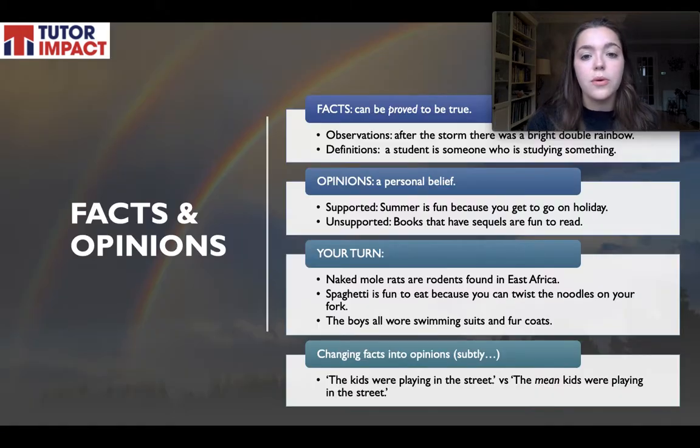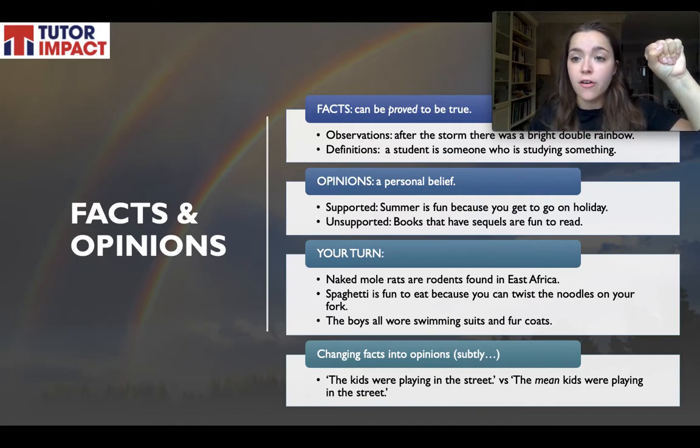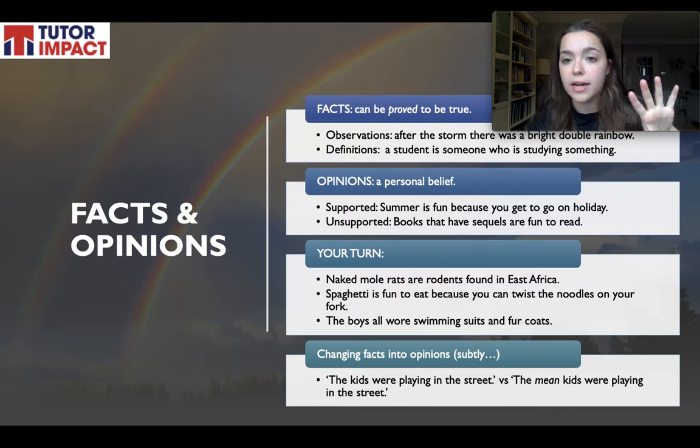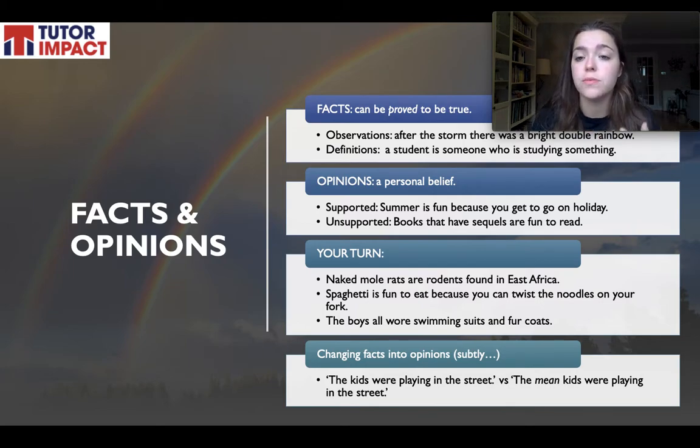So let's start with facts and opinions. Facts are things that can be proved to be true. There are two different types of facts. First of all, we have observations, so that's something that we can see. For example, if I can see a traffic light turn red, I know that it's true because I saw it turn red. Another observation: after the storm there was a bright double rainbow. It's true because we've seen it, we've observed it.